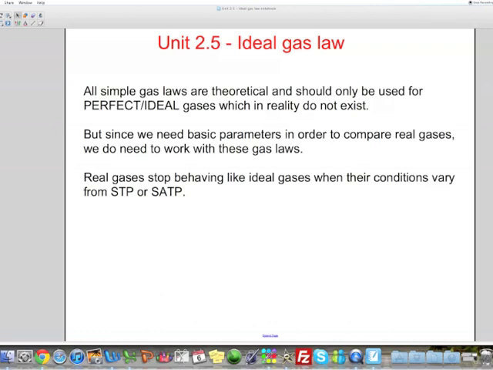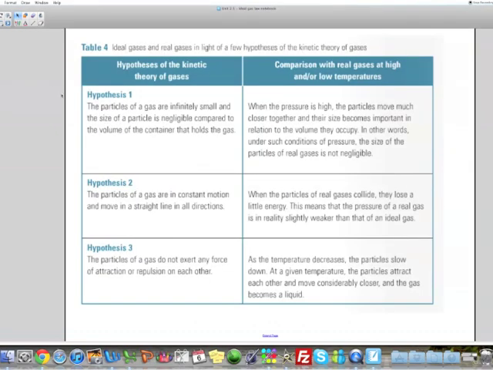So first of all, obviously we've said before that perfect gases don't exist, but we need some kind of reference point to compare our results to. So we always compare our results to an ideal hypothetical gas. But in reality, this gas does not exist, right? Now, in your textbook, they compare a hypothetical ideal gas to a real one.